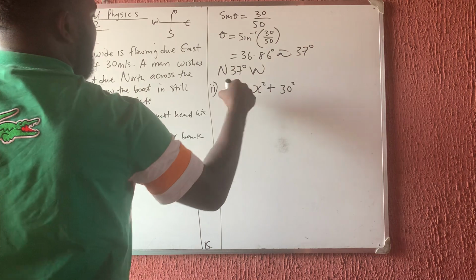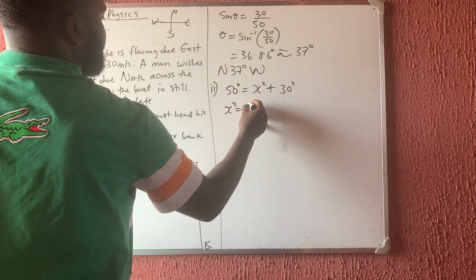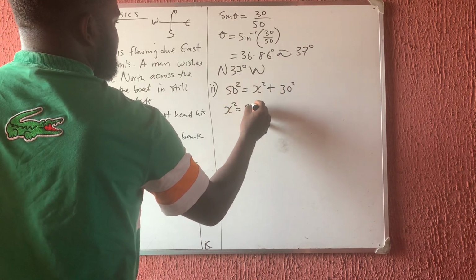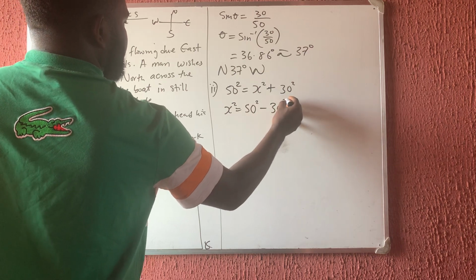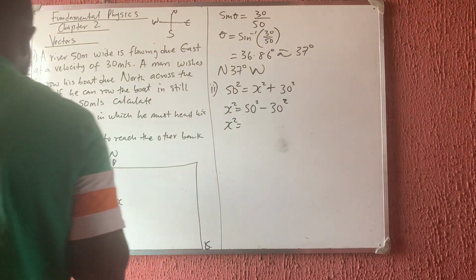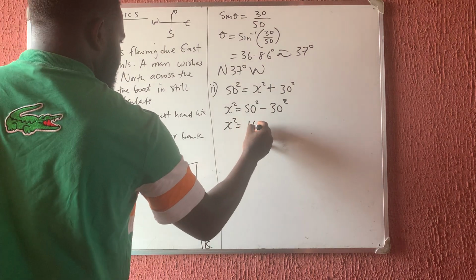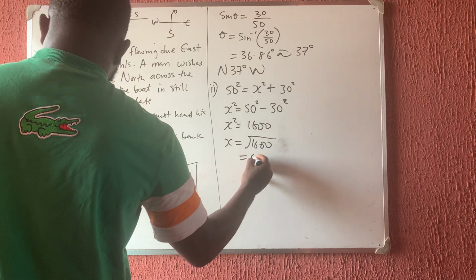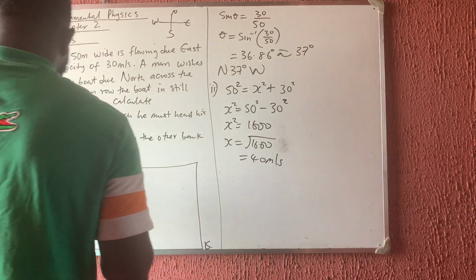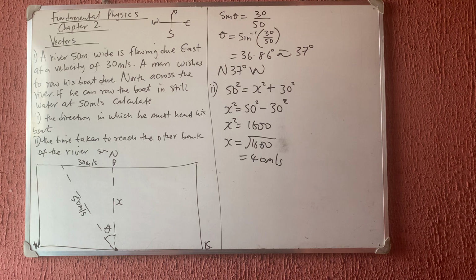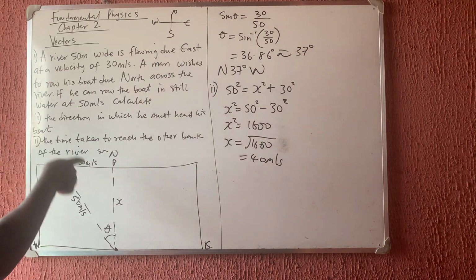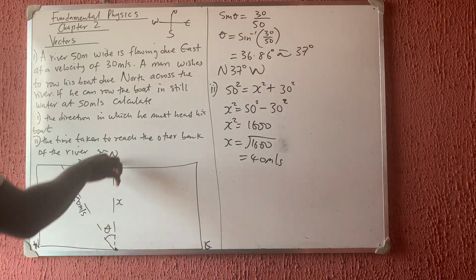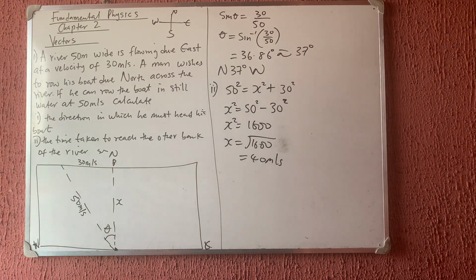All right. So I'm going to have that x squared is going to be 50 squared minus 30 squared. If you do that, you're going to have 1600. So x will now be the square root of 1600, which will give you 40 meters per second. So this is the speed. This is the speed that this man needs to use to cross if he wants to move straight, because he wants to move from here to here. This is the actual speed that is required of him.